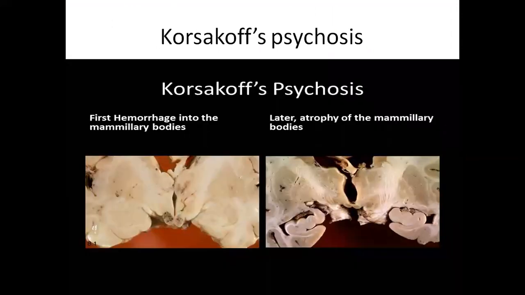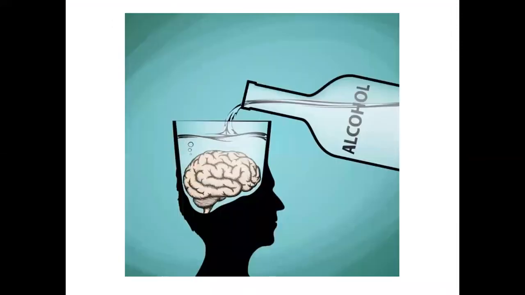Next is your Korsakoff's psychosis. Can you see here? This is the first hemorrhage into the mammillary body. Whereas the second slide here, you can see the atrophy of the mammillary body. So complete atrophy occurs on worsening of the condition. So what is this Korsakoff's psychosis? It is mainly because of nutritional deficiency caused by alcoholism. Lesions were found in mammillary bodies and some limbic structures also. So the subject suffers from some amount of confusion and memory loss.